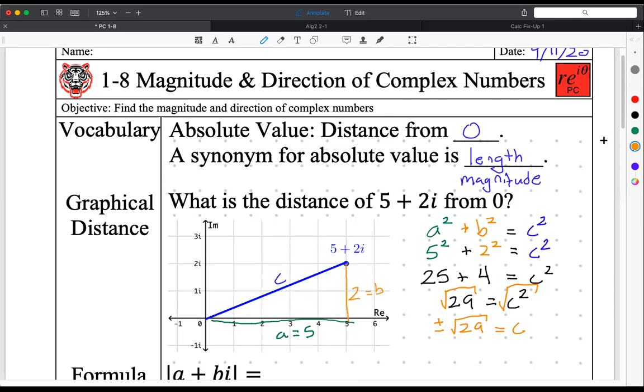So I'm going to go ahead and get rid of the negative. But just be careful. Every single time that you take the square root, it is always plus or minus, and then you have to think about the domain. Does this make sense? No, a negative does not make sense in this case. It's just the positive square root of 29. And that's the answer, done. You've now found the magnitude of this complex number 5 plus 2i. It's the square root of 29.